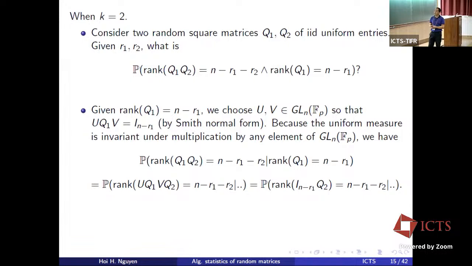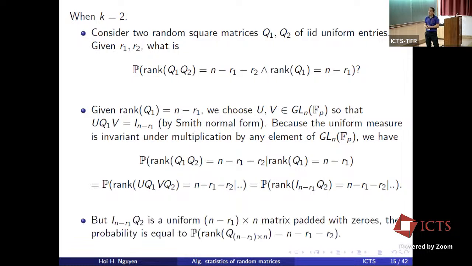Then consider the law of Q1Q2 with respect to Q2. Because Q2 has the same law as VQ2, since the uniform distribution is invariant under multiplication by invertible matrices, these two probabilities are the same. But this new matrix has a very nice form: a diagonal partial identity times Q2. So basically, the probability with respect to Q2 that this matrix has rank n-R1-R2, and Q2 is independent from Q1, turns out to be the probability we considered before. It goes back to the probability that a rectangular matrix of size n-R1 by n has rank n-R1-R2, which is exactly the rectangular case that we considered before. And then we know what the formula is.